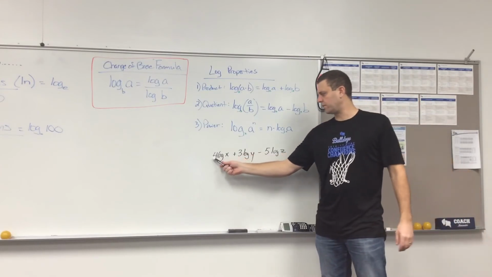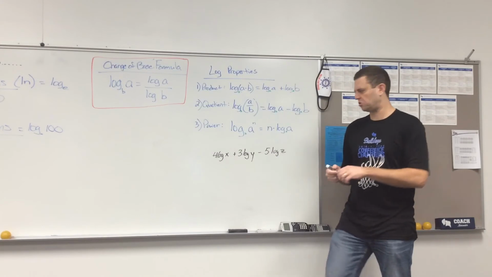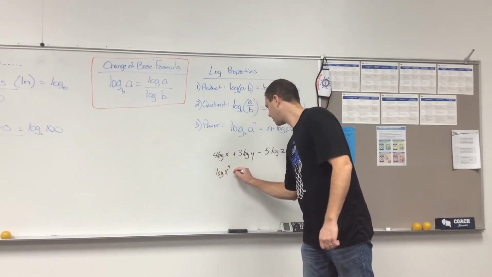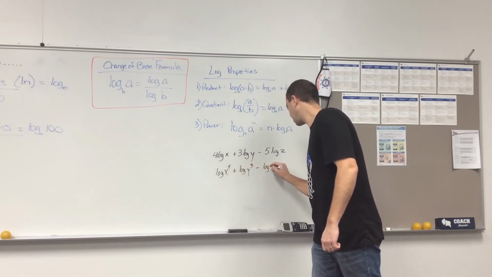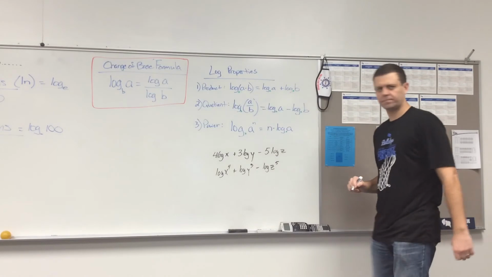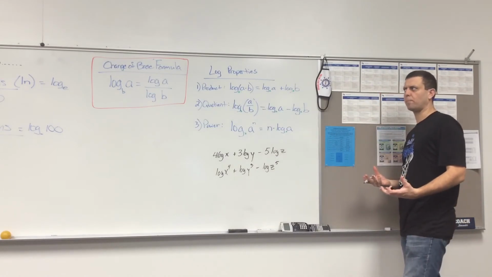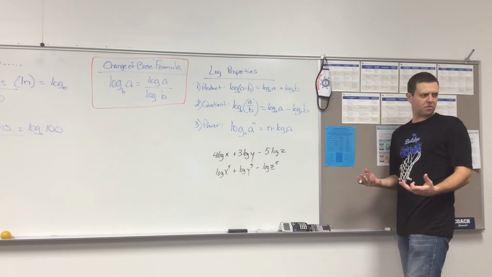Where can I move the 4? Above the x. The 3, same with the y, and the 5, right? Let's do that first. So log of x to the 4th plus log of y to the 3rd minus log of z to the 5th. See what I did there? What property did I use on that step? Use the power property, right?